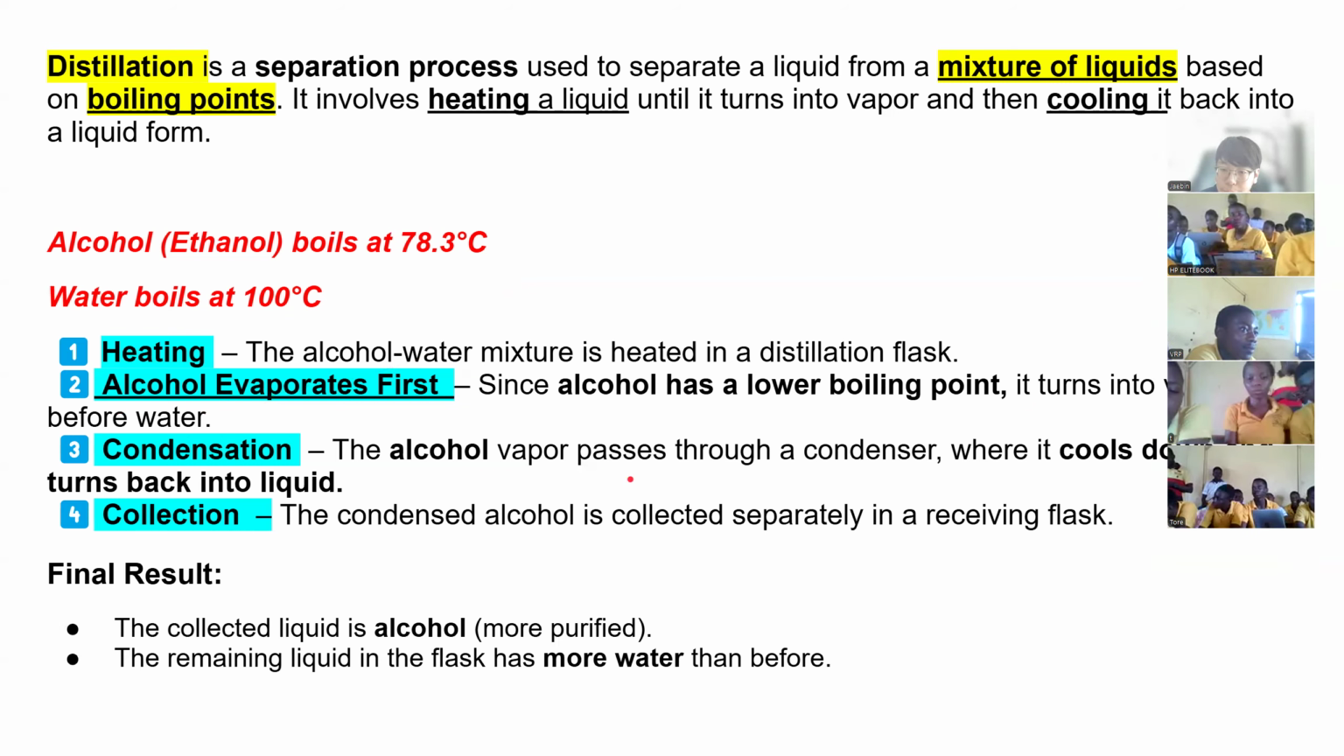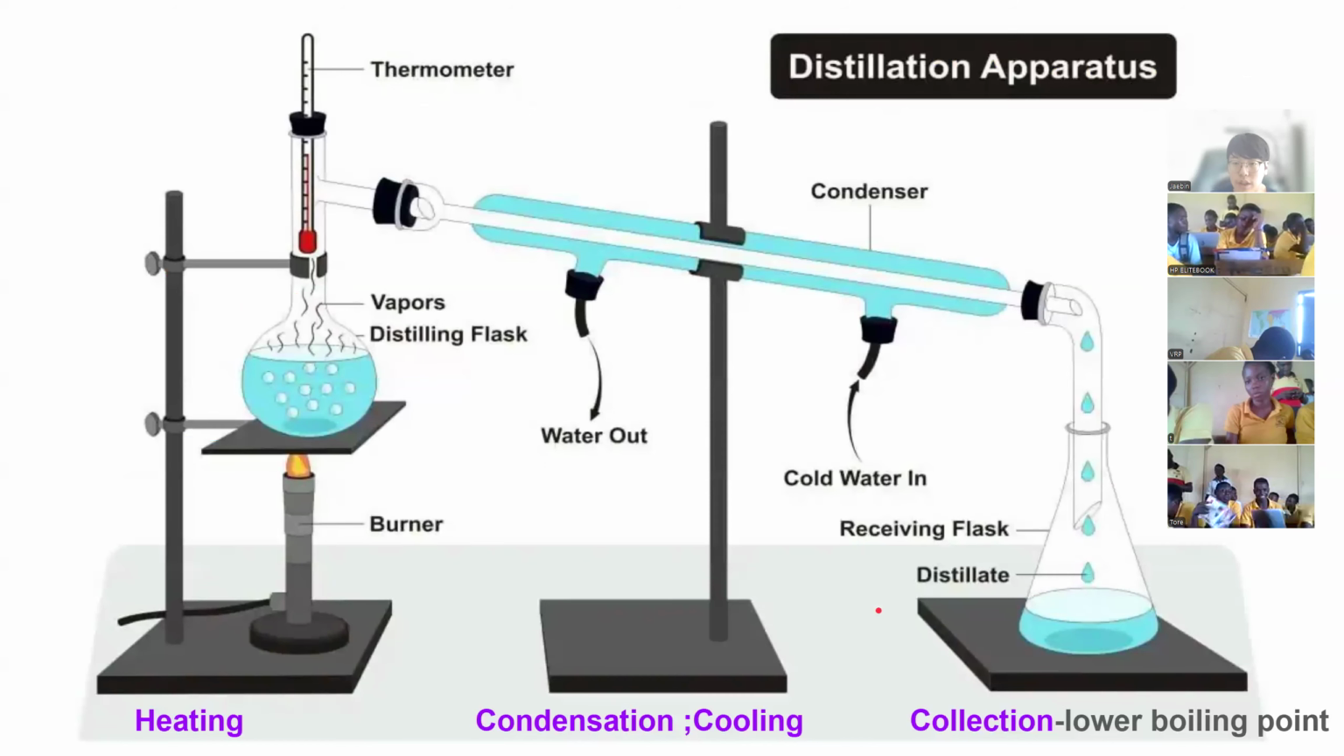And the alcohol vapor goes through the condenser and it condenses back into liquid, and it is collected in a separate flask. So the final results, we have an alcohol, which is purified, and water separated in a separate flask. We can easily see this in this diagram.